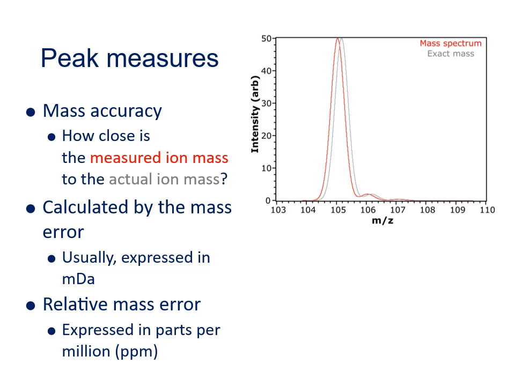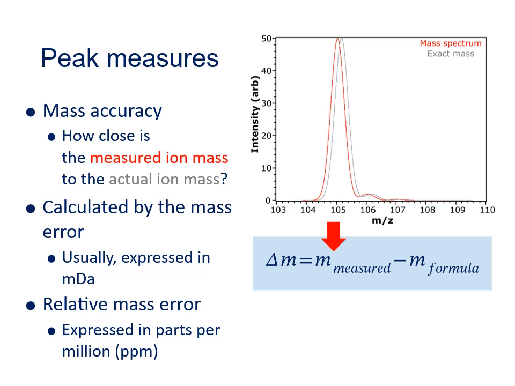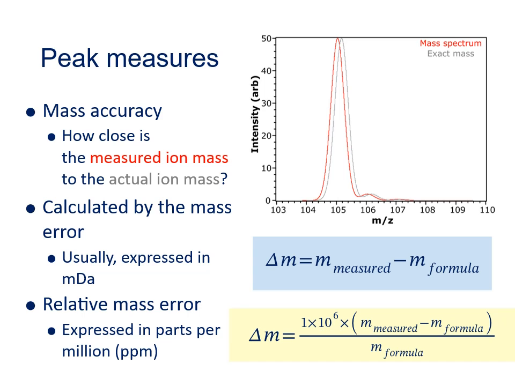There are two common measures of mass accuracy. The first of these is the absolute mass error. This is calculated as the mass difference between the mass of the peak in the spectrum and the exact mass of the ion derived from the ionic formula. Because the mass error in most instruments should be small, this absolute mass error is usually expressed in millidaltons instead of daltons. The second common way to express the mass error is in parts per million. The formula for this is the absolute mass error divided by the formula mass and then multiplied by 1 million. We'll practice both of these measures in the workshop.